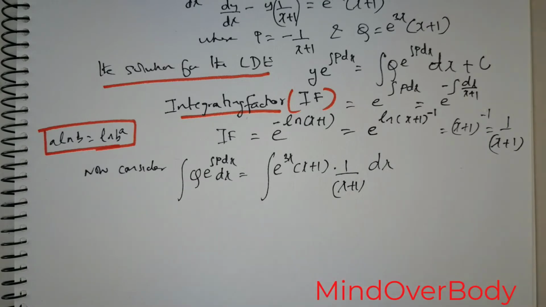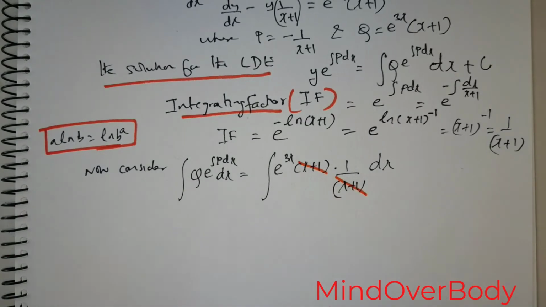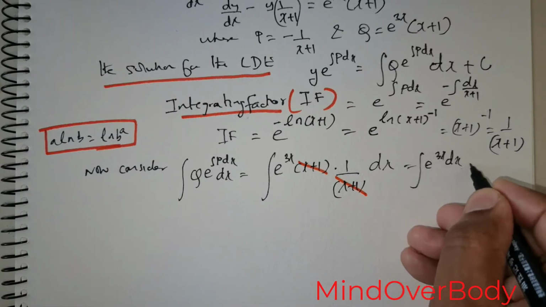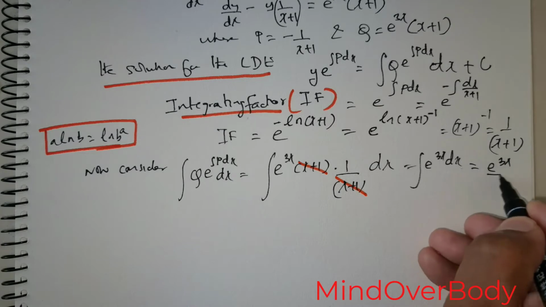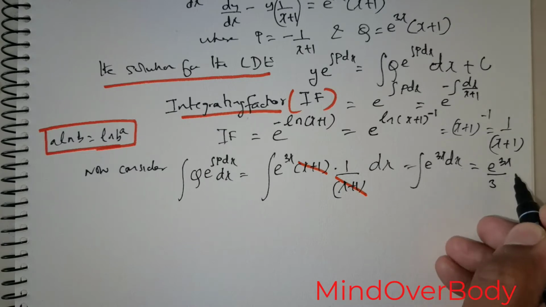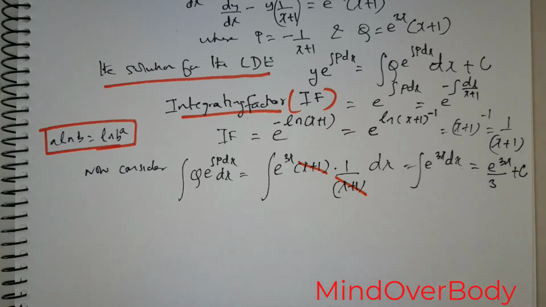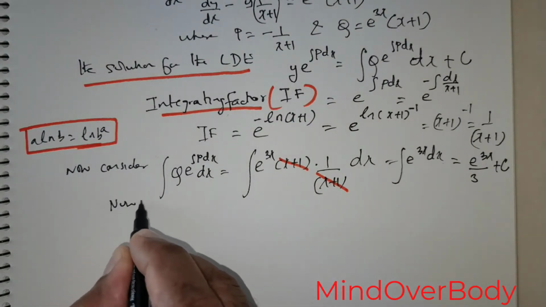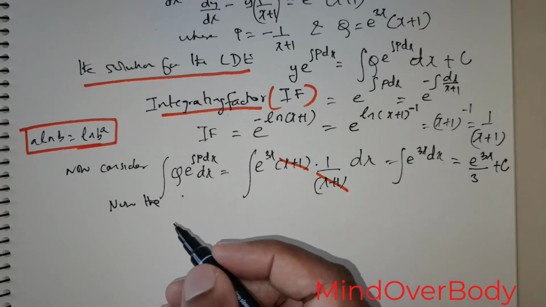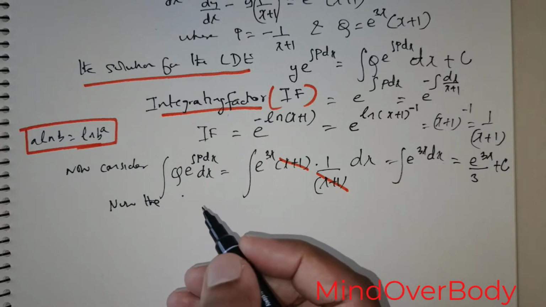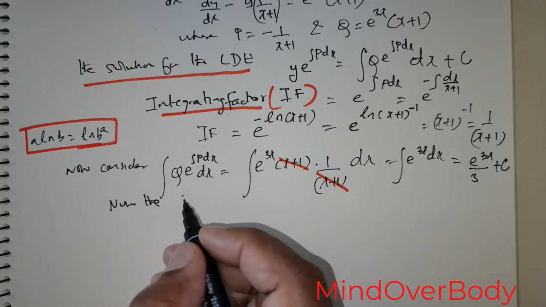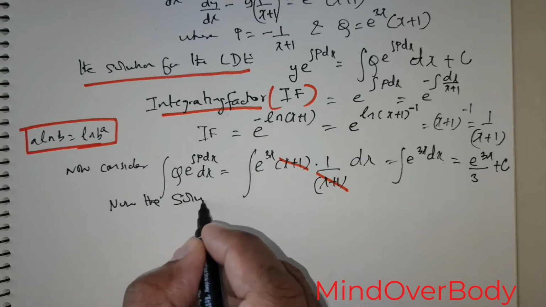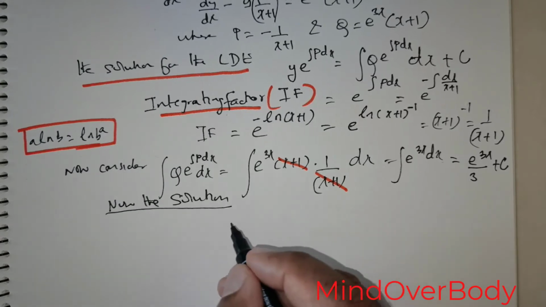So clearly what happens here, x plus 1 can be cancelled, giving me the integral of e raised to the power of 3x times dx, which is nothing but e raised to the power of 3x divided by 3, the coefficient of x is 3, and we have to place the arbitrary constant c. So now the solution. We call it the general solution, or whatever you wish to specify. Either you can say general solution or solution. So what is the solution?